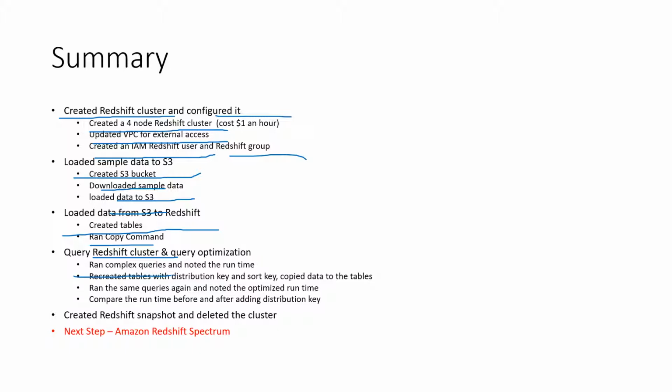We also queried the Redshift cluster and did query optimization, which included running complex queries and noting the runtime. Again, recreating the tables with distribution key and sort key, and copying the data to the tables. Running the same queries again and noting the optimized runtime. At the end, we compared the runtime before and after adding the distribution key, and we saw significant changes. Toward the end, we created the Redshift snapshot in case we need to recreate another Redshift cluster based on the same data, and then we deleted the cluster.